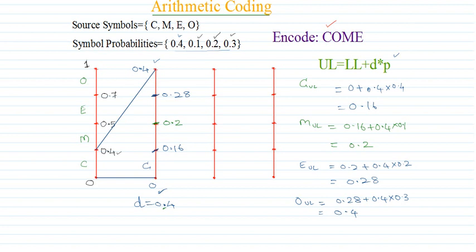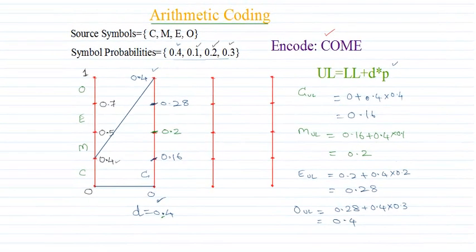Now what is the next step? The next step is to look into the data that we have to encode. This is O, then this is M, this is E, and this is O. Now we have to look into O, and that O's limits we have to take here. O's upper limit will be transformed to this upper limit, and this will be taken as the lower limit.